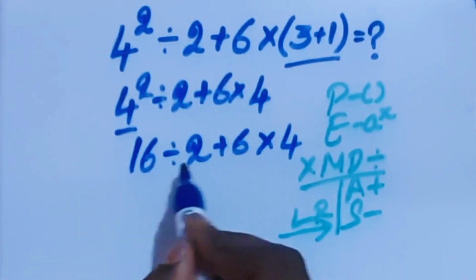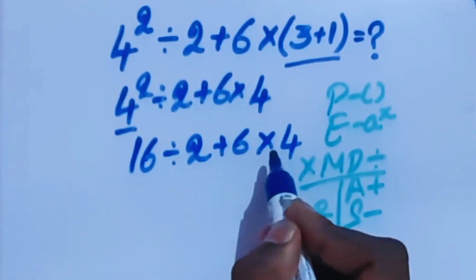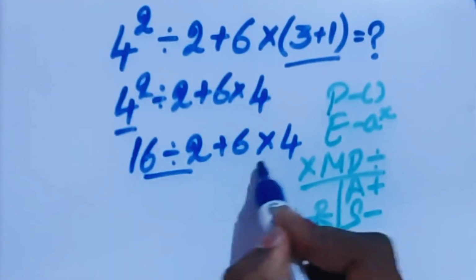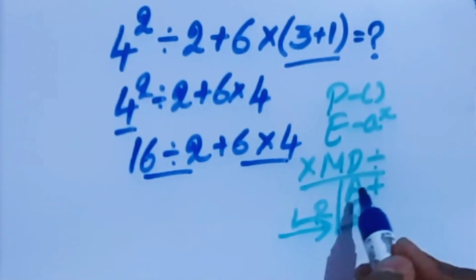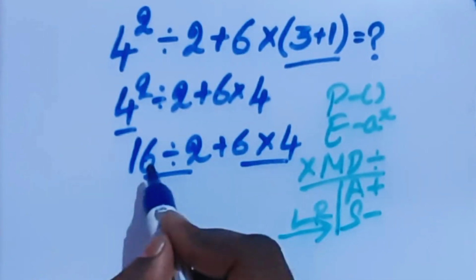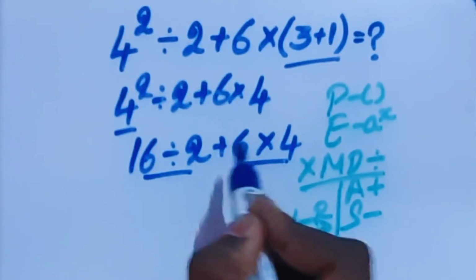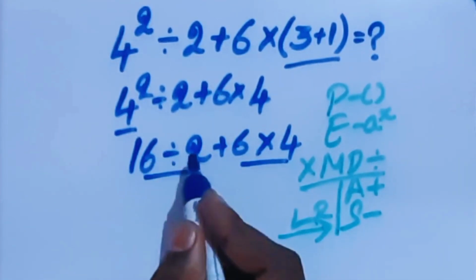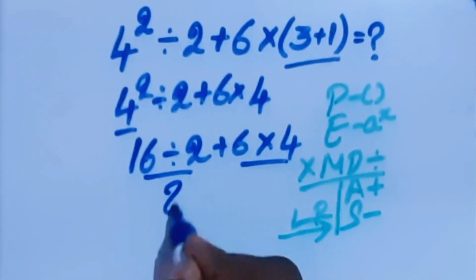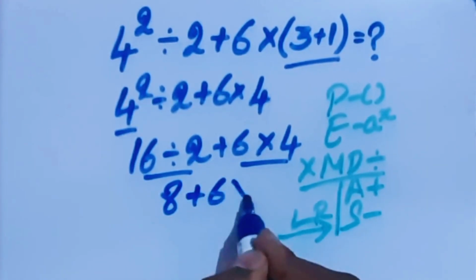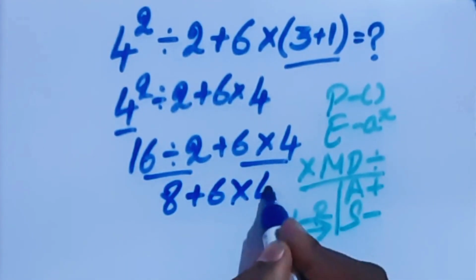Here we have division, addition and multiplication. Here division and multiplication are higher priority than this addition. So we have to do this division before this addition. So 16 divided by 2 is 8 plus 6 times this 4.